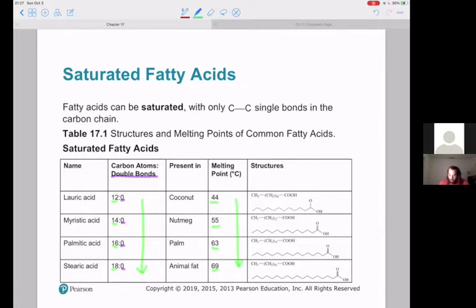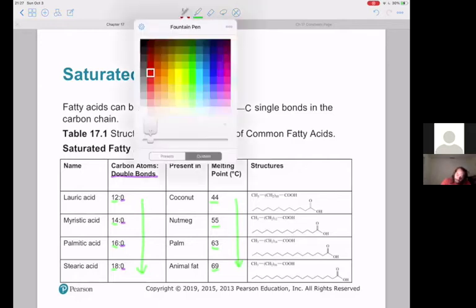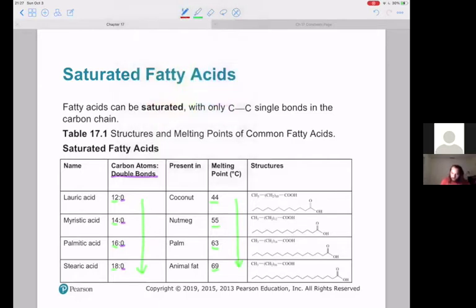The other thing I want to point out about these melting points is they're all well above 0 degrees Celsius, or even 22 degrees Celsius, so well above room temperature, which is about 22 degrees Celsius. Meaning that your melting point's higher than room temperature. That means that these are all solids. Solids at room temp. So saturated fats are solids at room temperature.